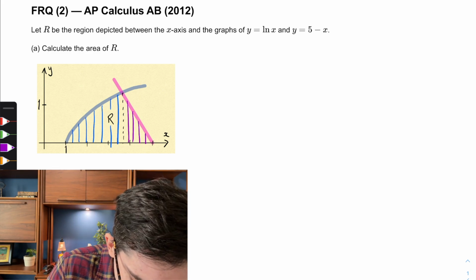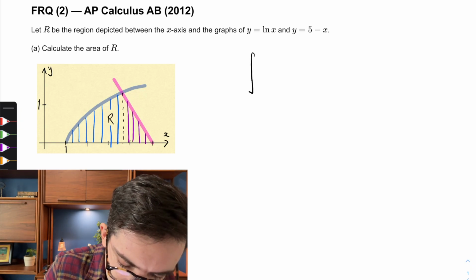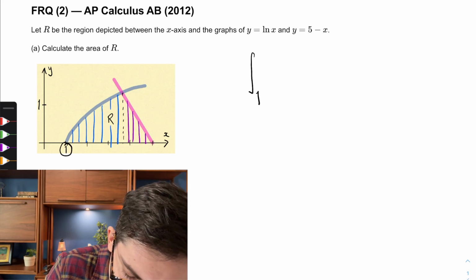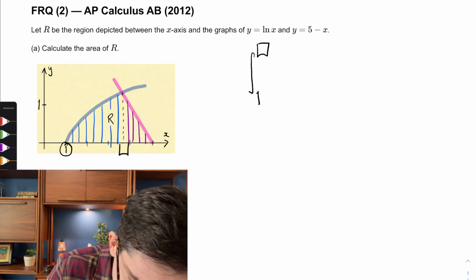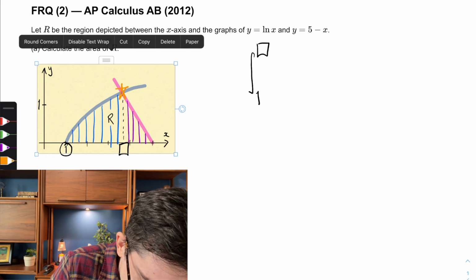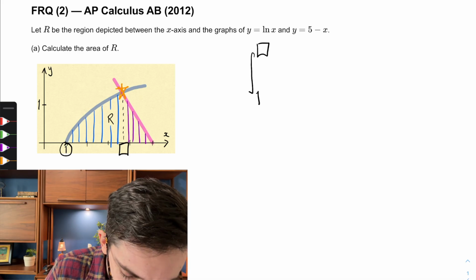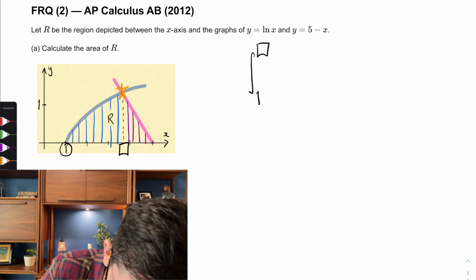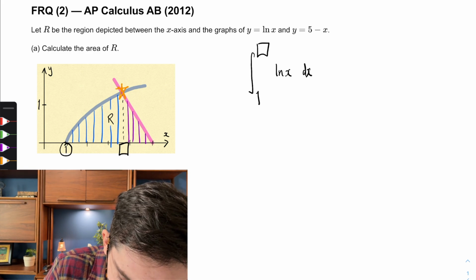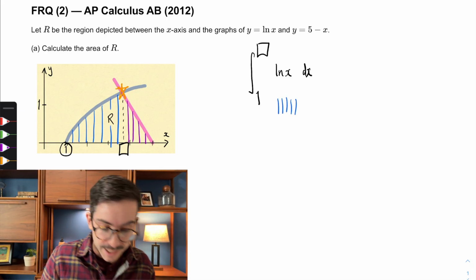So if I set this up, that first left-hand region is going to be the integral from 1 up to some x value that I'm not sure about right now. Okay, that's going to come from this intersection point right there. But I know that I'm going to take the integral of that curve, ln of x dx. That gives me the portion of my area coming from my blue thin rectangles.